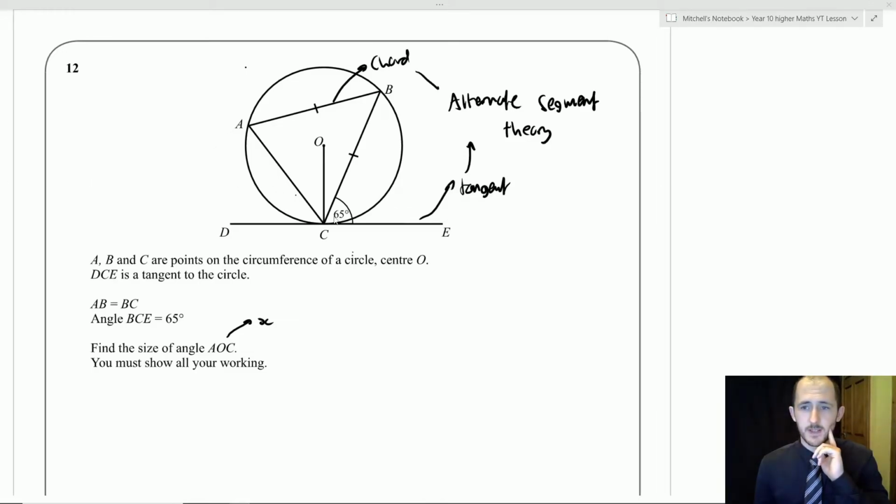First things first, I said about alternate segment theory. This angle's 65. The opposite angle would be this one here, which is 65 degrees. Is that all okay? Now, if this is an isosceles triangle, both of these sides are the same, but it also means both of these angles are the same. They're both 65 degrees. Okay?